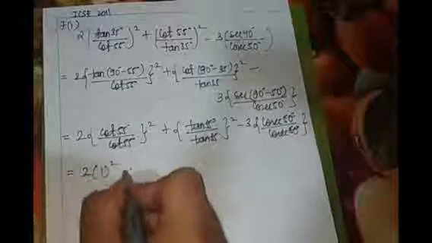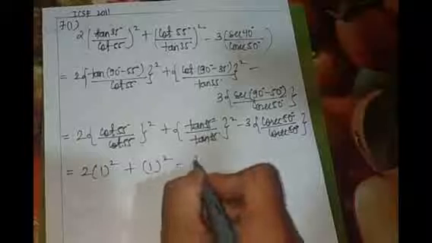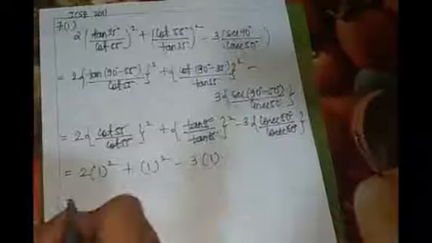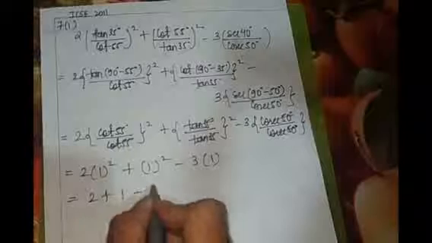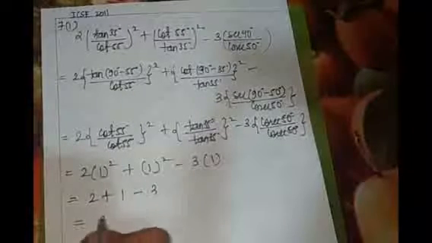This is 2 times 1 square plus 1 square, minus 3 into 1. So 2 into 1 square is 2, plus 1 square is 1, minus 3 into 1 is 3. So 3 minus 3, which equals 0. This is the value.